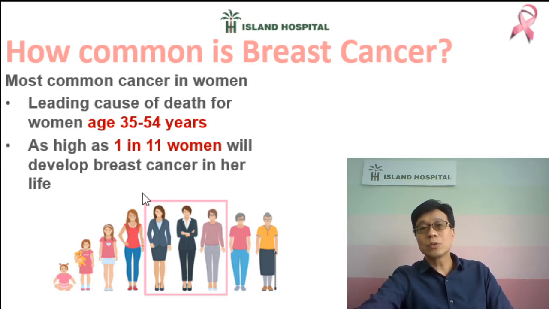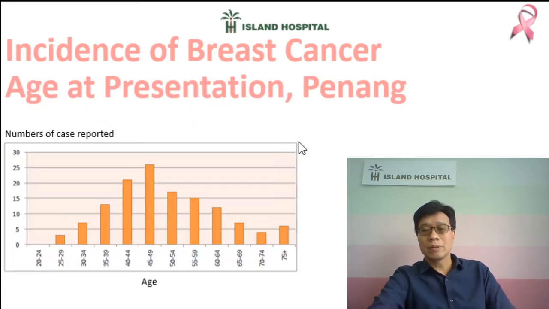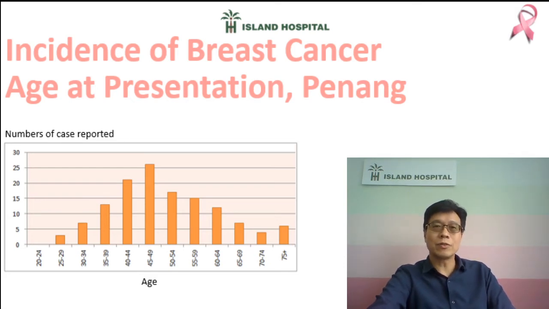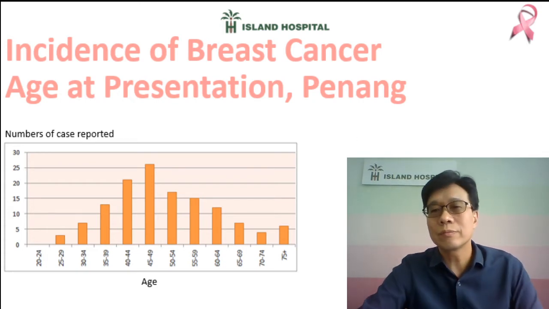Breast cancer is the most common cancer in women and the leading cause of death for those at the age of 35 to 54, and as high as 1 in 11 will develop breast cancer in a lifetime. The incidence of breast cancer peaks from the age of 50 to 60, as shown here.